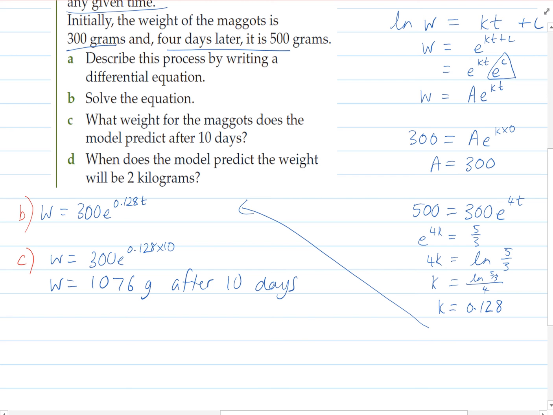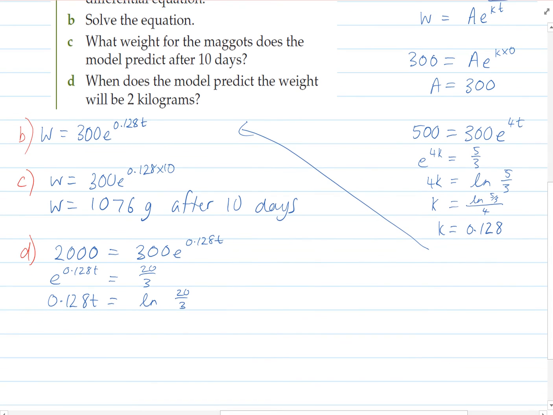When does the model predict the weight to be 2 kilograms? For this one, we're setting our weight at 2 kilograms, so we're going to use 2,000 for our weight because we're working in grams. 2,000 equals 300 e to the 0.128t. Dividing both sides by 300, e to the 0.128t equals 20 over 3. Taking natural log of both sides, 0.128t equals natural log of 20 over 3. And so t is going to equal natural log of 20 over 3 divided by 0.128.